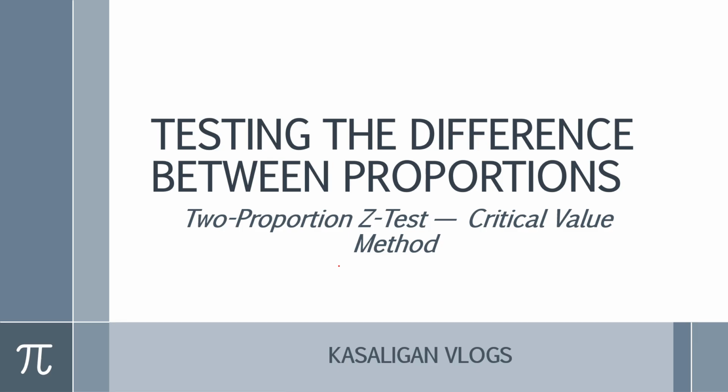Hello, good everyone. So at this point of time, let us talk about testing the difference between two proportions. This is the two proportion z-test, and we are going to use the critical value method.